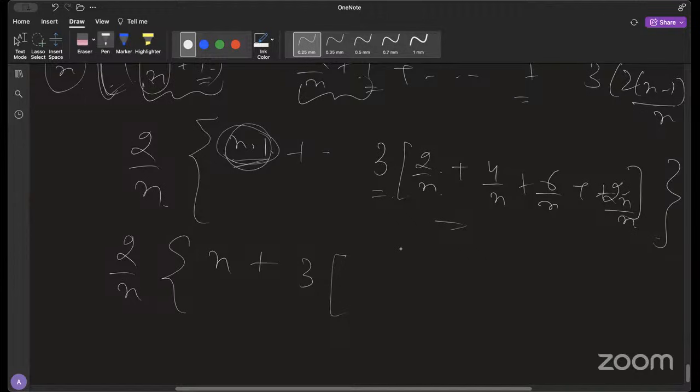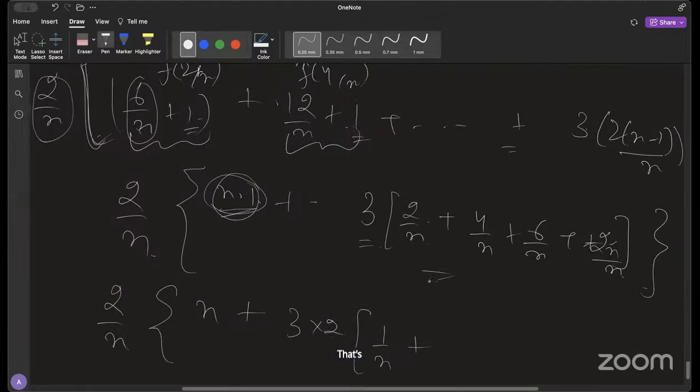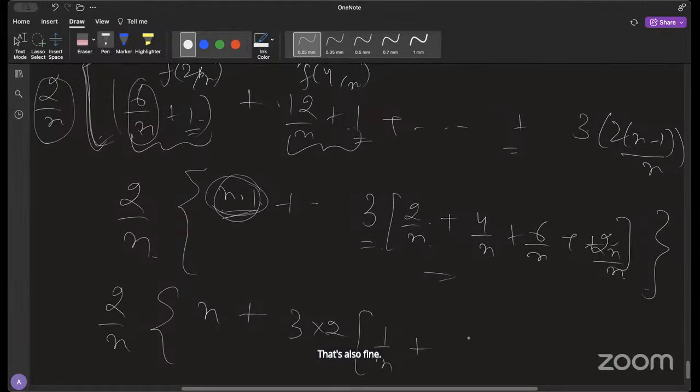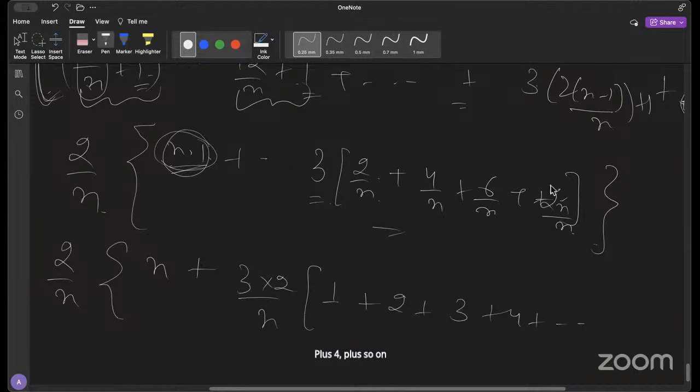Okay, and then this, we can also take 2 common from here, right? Because it will make things easy. That's why we're taking 2 common. We can take 6 by n common, 1 plus 2 plus 3. If you want to take 6 by n common from here, that also you can do. That's also fine. Or you can take n common too from here, and then you can do 1 plus 2 plus 3 plus 4 plus so on, because you've taken 2 by n common till n. And you know how to add these things.